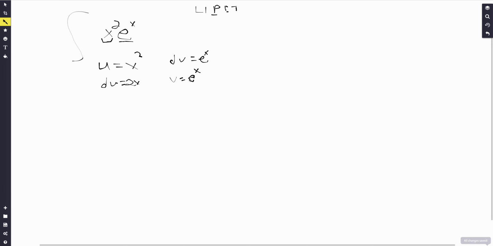Okay, we have this information now. Now we just have to plug it into our formula that we know. So our formula again, let me write it down, is uv minus the integral of v du. Okay, so it would be x squared times e to the power of x minus the integral of v, e to the power of x, times du, 2x. You have to add the dx here.